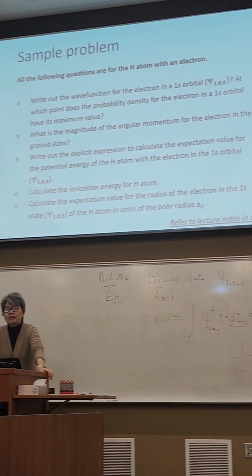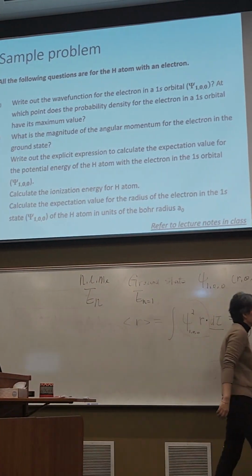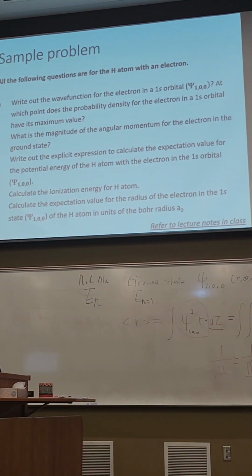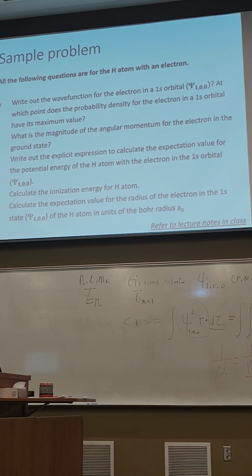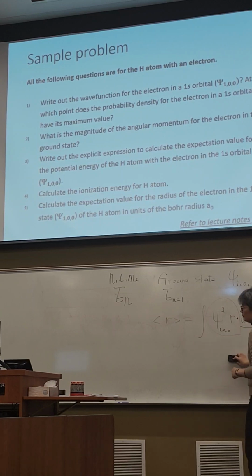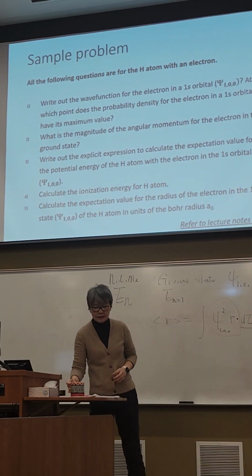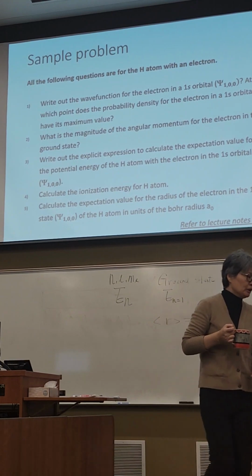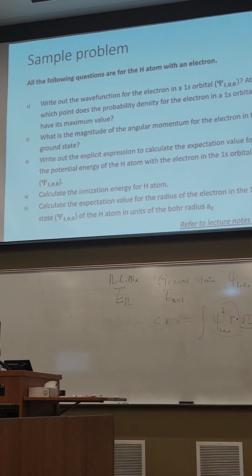How about we do number 3? I'm going to give you guys 2 minutes to think about it. Can you set up the expression? What is number 3? Write out the explicit expression to calculate the expectation value for the potential energy of the hydrogen with the electron in the 1s orbital.